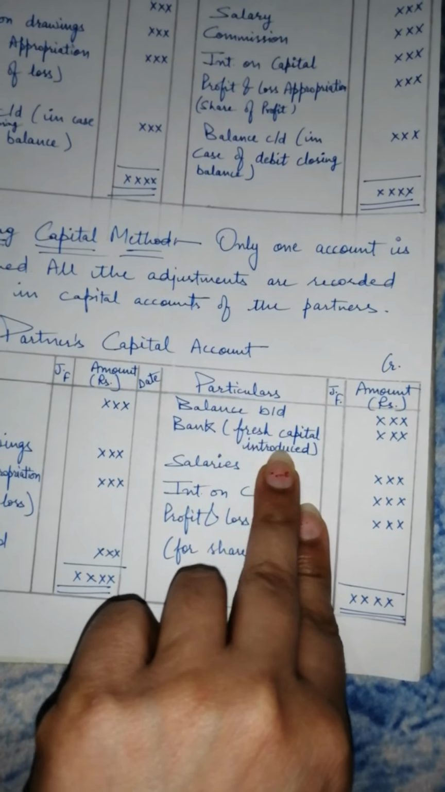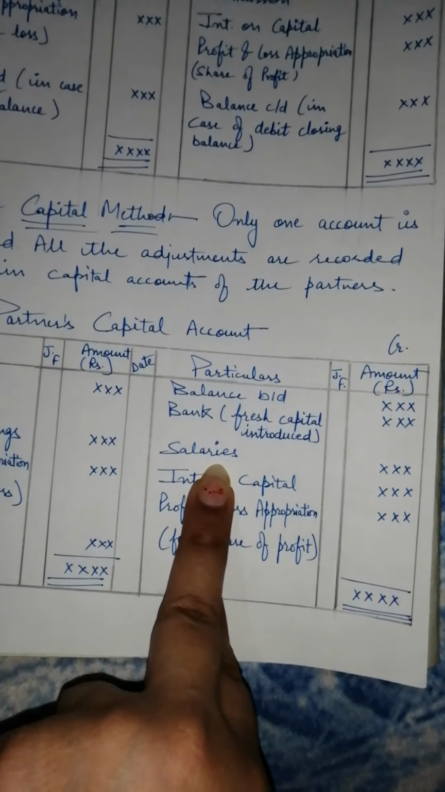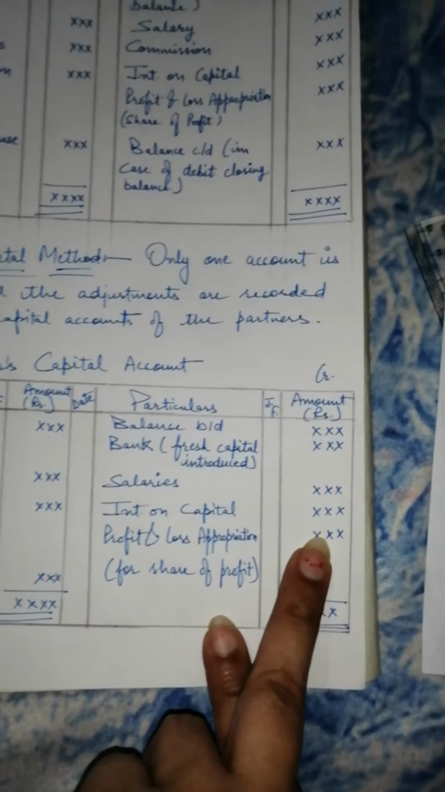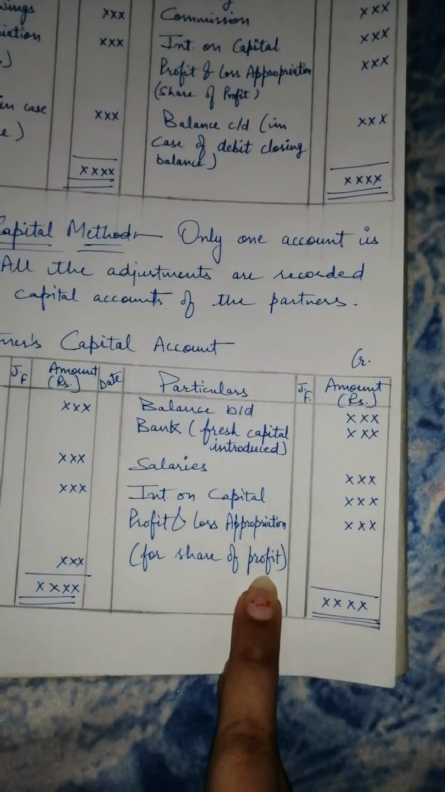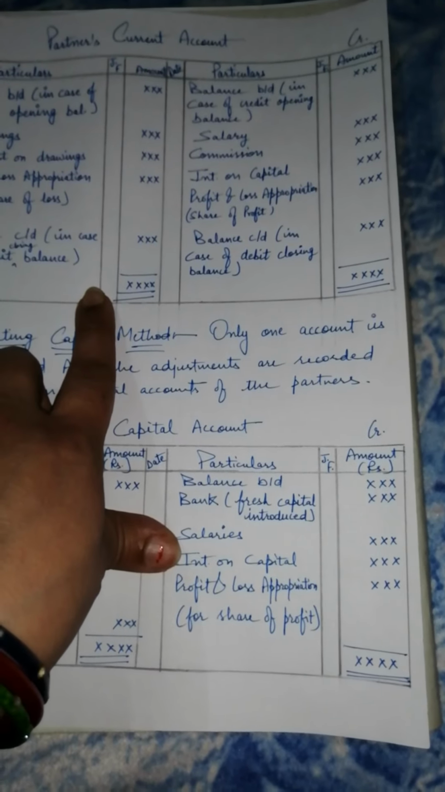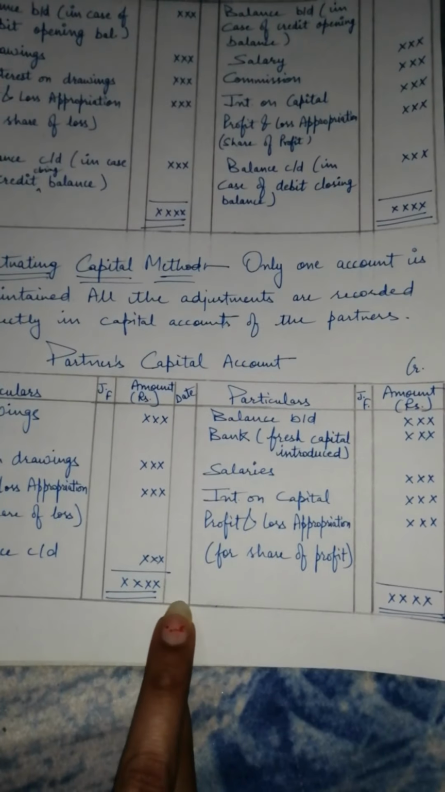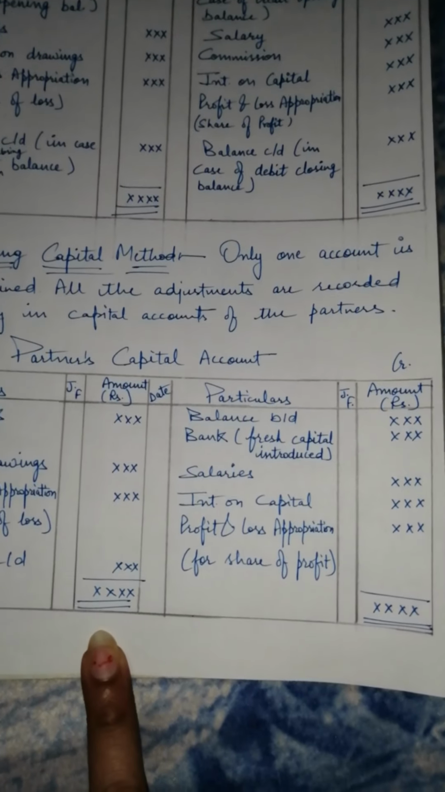Bank, fresh capital introduced, it will also be shown here on the credit side. If salaries are to be given, credit. If interest on salary has to be given, then also it will be shown on the credit side. Profit and loss appropriation in the case of profit, same as it was done in the partners' current account. So here at last its total will be shown.